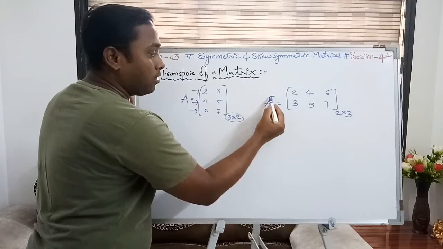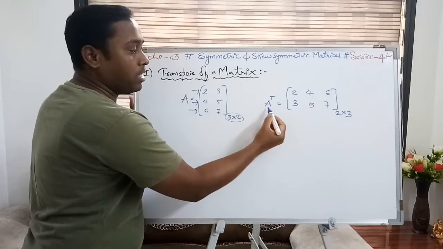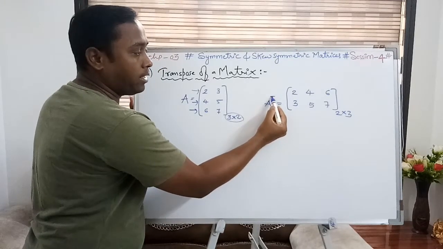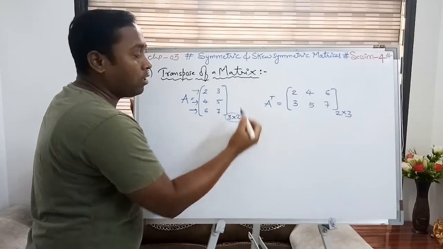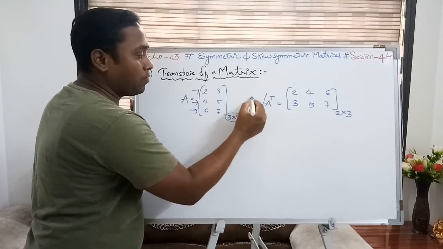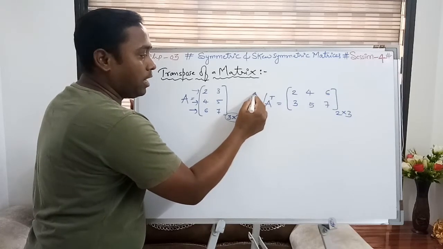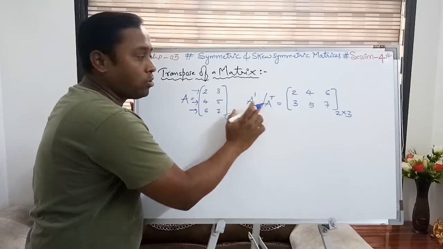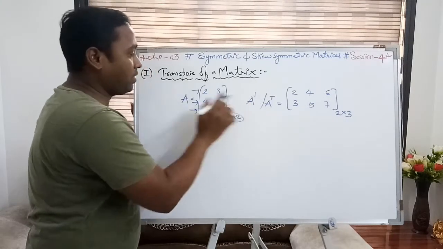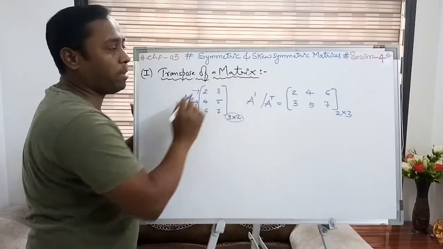The transpose of a given matrix is represented by writing a capital T over the matrix symbol, or in some cases we also use A dash. So A dash or A transpose are the symbols used to represent the transpose of a matrix.